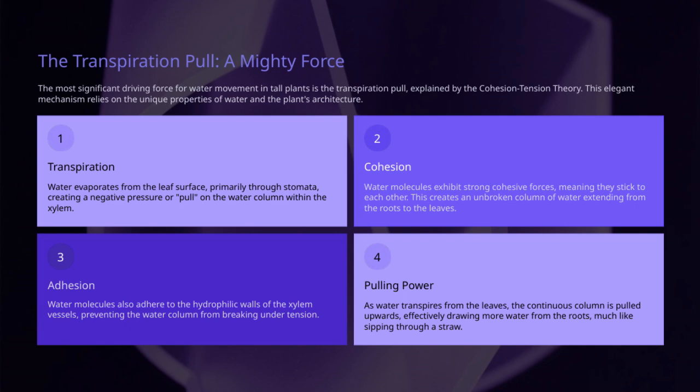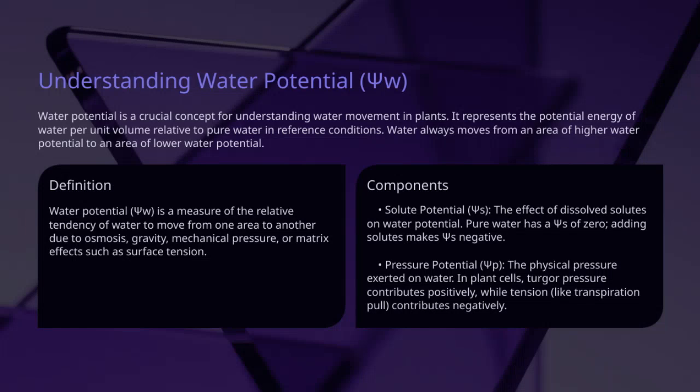Let's talk about pressure potential, or psi P. This refers to the physical pressure exerted on water. In plant cells, turgor pressure plays a positive role, helping maintain cell structure and rigidity. On the other hand, tension, like the pull caused by transpiration, acts negatively, pulling water out of the cells.